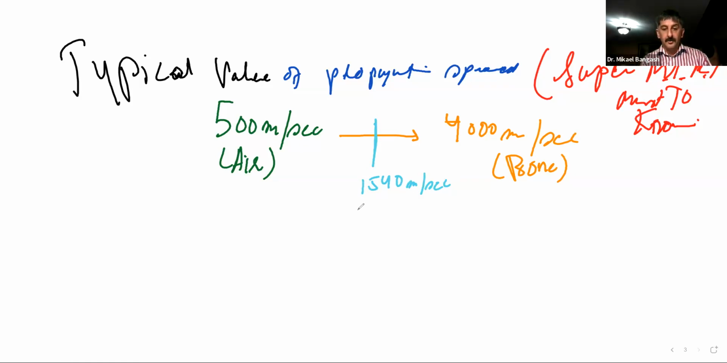Or it can also be 1.54 millimeters per microsecond. And this speed is mainly the speed of sound for what we call soft tissue.